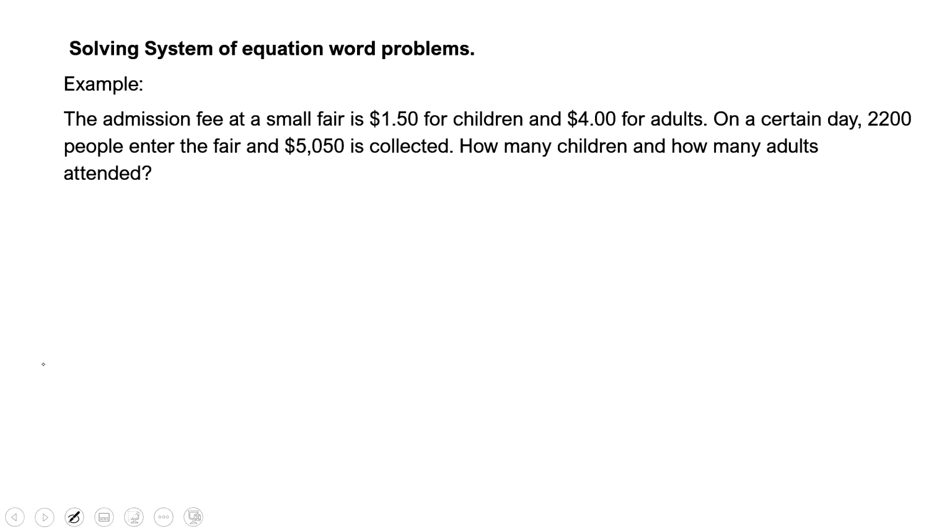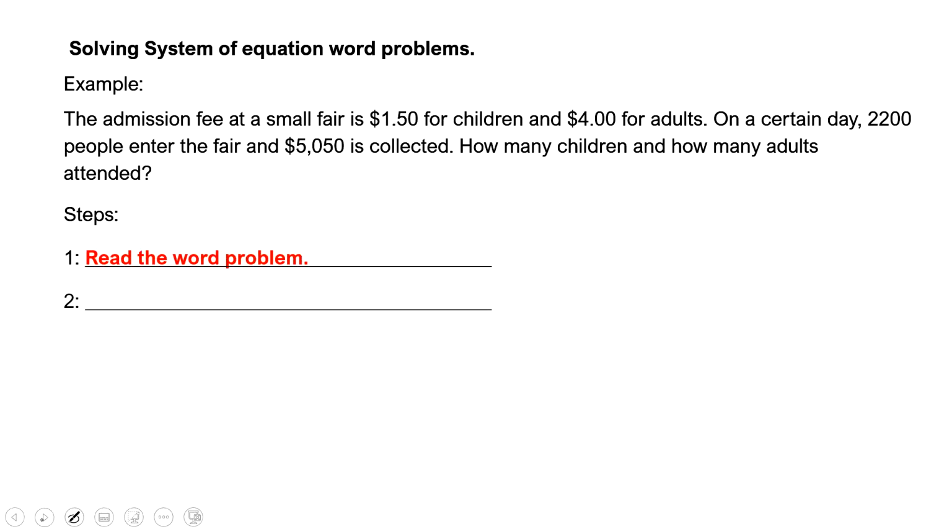We're going to move through now and work on an example. As we work on this example, we're going to reveal the steps to what we're going to do. So the first step: read the word problem. Same thing, we read the last sentence first. How many children and how many adults attended? So we go back and read. The admission fee at a small fair is $1.50 for children and $4 for adults. Important part: on a certain day, 2,200 people entered the fair, and $5,050 was collected. So we've read the word problem. We've underlined or highlighted the information that we think we're going to need. Let's go see what we need to do.